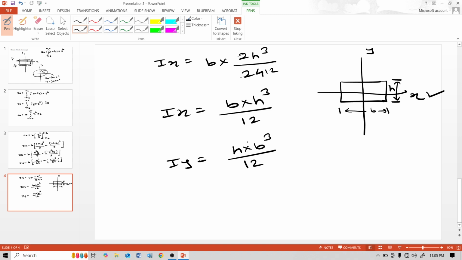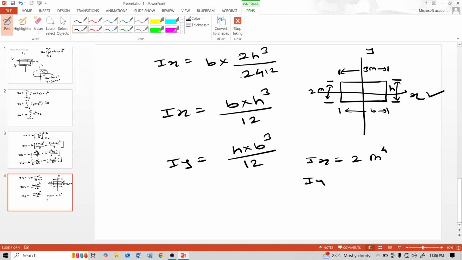Now, which moment of inertia is bigger? For that calculation, consider width 3 meter and height 2 meter. Therefore Ix is equal to b into h cube by 12, b is 3 into h is 2 cube, divided by 12. That means 2 units, the unit of moment of inertia being meter raised to 4.